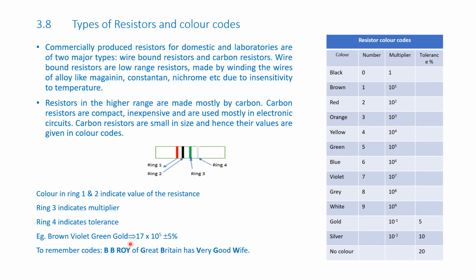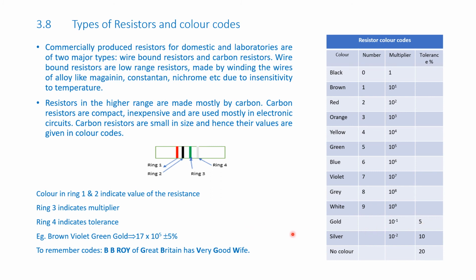Now the third ring color is the multiplier. So we have to multiply these values by a multiplying factor. The multiplying factor is given in the third column. In this, the color is green. The green color shows 5. That means the multiplier is 10 to the power of 5. The fourth ring is colored gold. The gold color shows 5% tolerance.